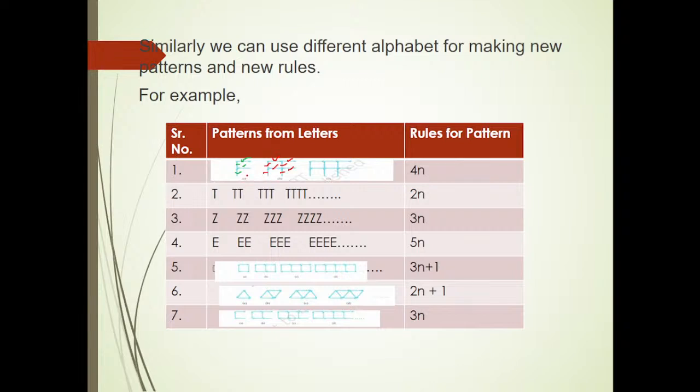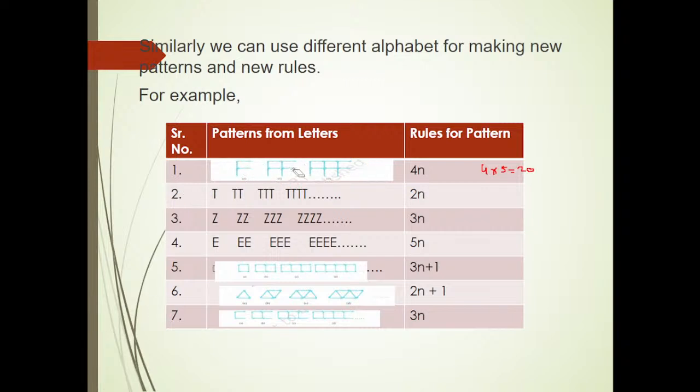So here it is 1 F, so 1 into 4. Here it is 2 F's, so it is 2 into 4. And here it is 3 F's, so it is 3 into 4. Everywhere, if you observe, 4 is common. As the number of F's increases, you need to multiply that number with 4. If you want 5 F's, you multiply 4 into 5, which is equal to 20. So this is the formula for F.